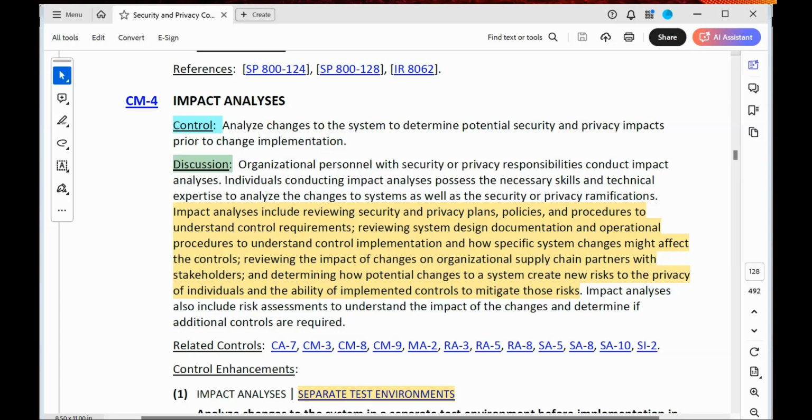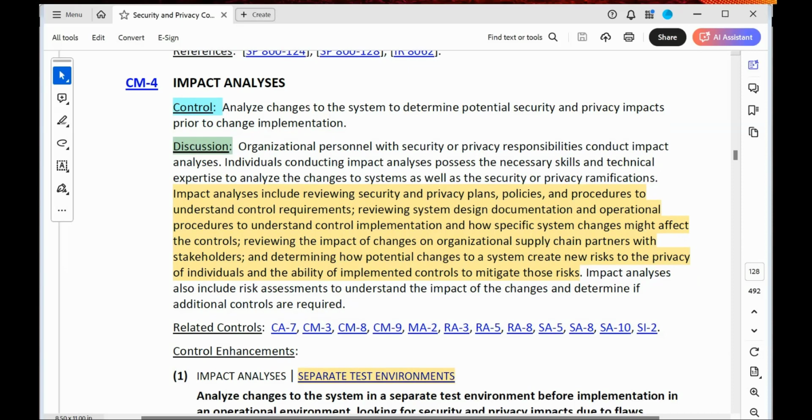CM-4 impact analysis. The control, that is the objective here: analyze changes to the system to determine potential security and privacy impacts prior to the change implementation. Now, let's look at the discussion of what the control requirement is. Organizational personnel with security and privacy responsibilities conduct impact analysis. Individuals conducting impact analysis possess the necessary skills and technical expertise to analyze the changes to systems as well as the security or privacy ramifications.